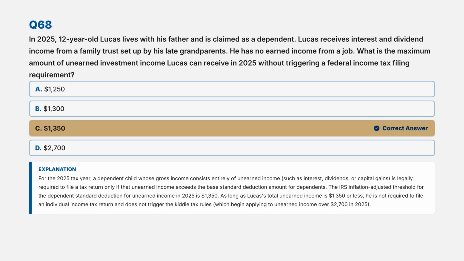he is not required to file an individual income tax return and does not trigger the kiddie tax rules, which begin applying to unearned income over $2,700 in 2025. Great, let's move forward to question 69.